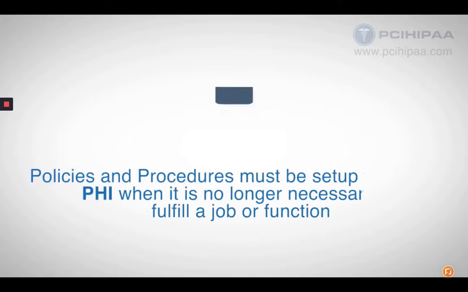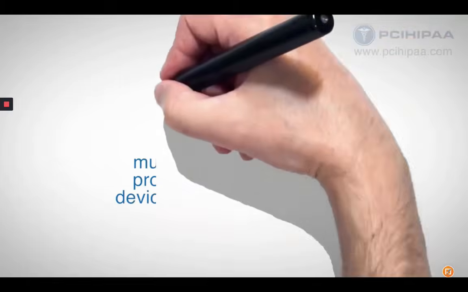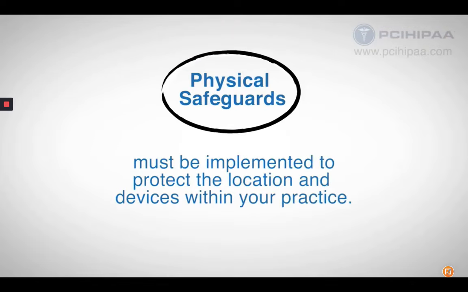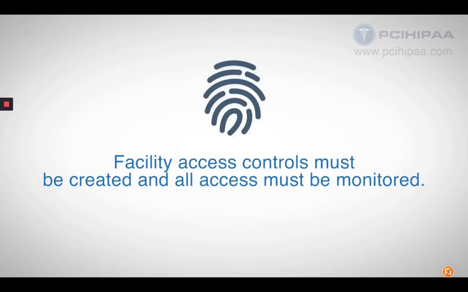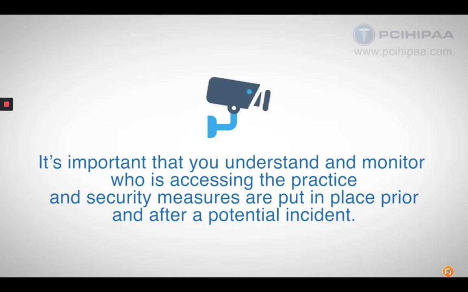And policies and procedures must be set up to destroy PHI when it is no longer necessary to fulfill a job or function. Physical safeguards must be implemented to protect the location and devices within your practice. Facility access controls must be created, and all access must be monitored. It's important that you understand and monitor who is accessing the practice, and security measures are put in place prior and after a potential incident.